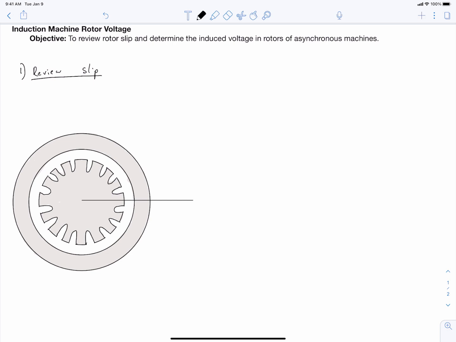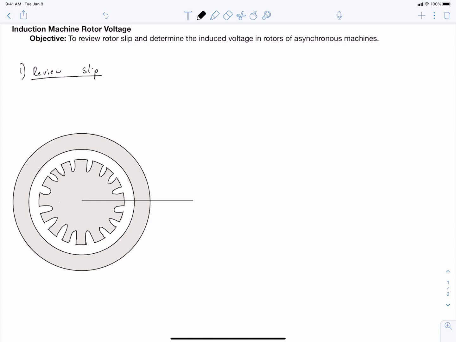The objective of this video is to review rotor slip and determine the induced voltage in rotors of asynchronous machines. This video is the first video in a unit on the induction motor, or as your book refers to it, the asynchronous motor. The reason it's called the asynchronous motor is because the rotor rotates at a speed different than the synchronous speed of your air gap fields.